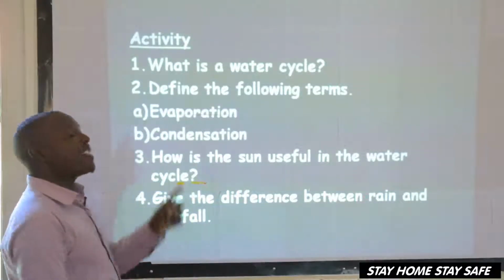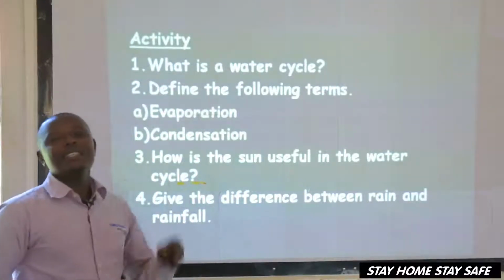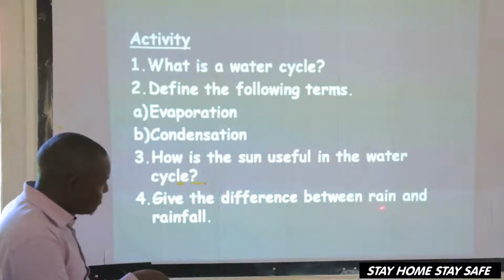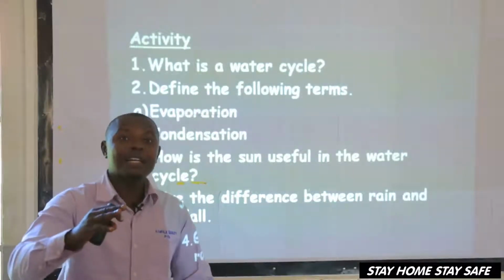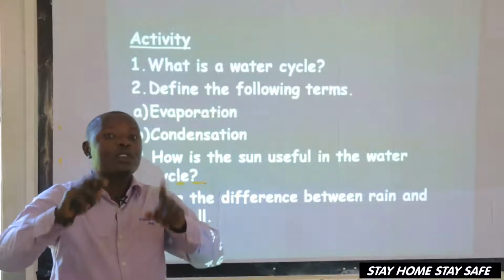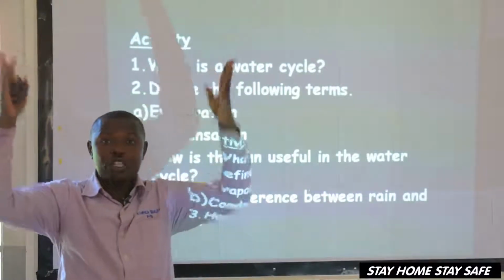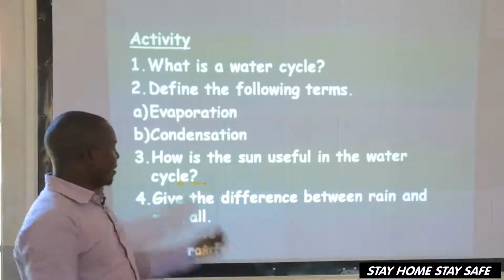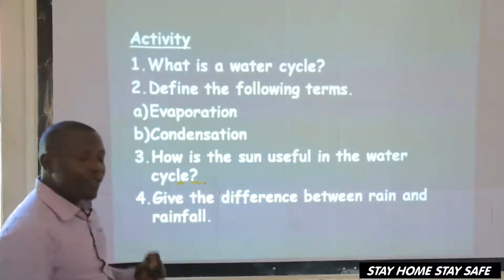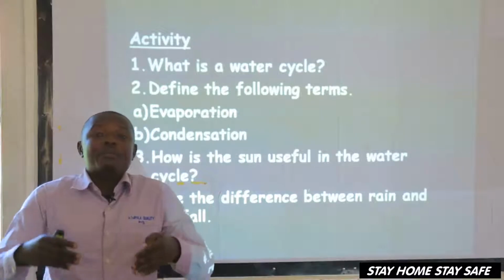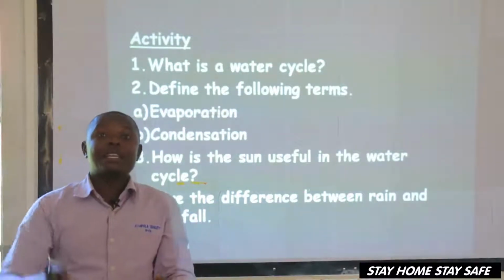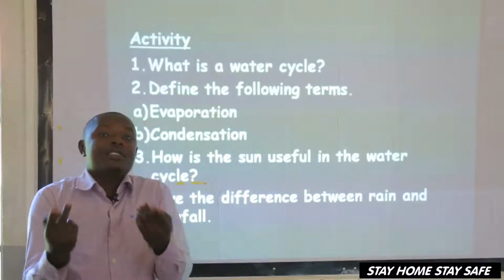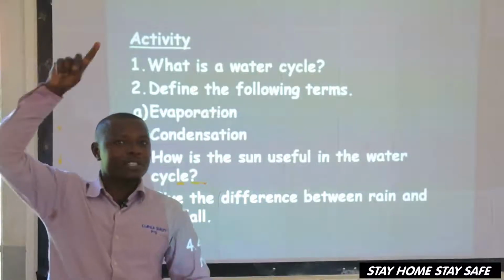Give the difference between rain and rainfall. What does the term rain mean? Rain is the water that drops. That is water that is formed in the sky. Water that is formed in the sky is called rain. But when you talk about rainfall, it means water droplets falling from the sky. That is rainfall.